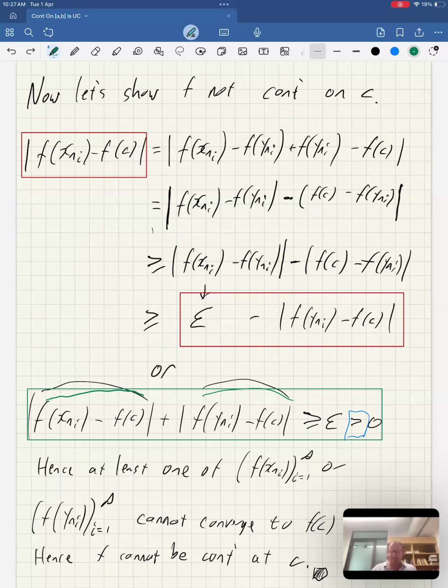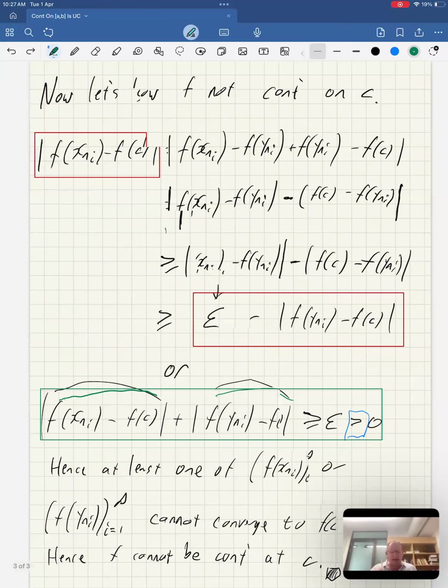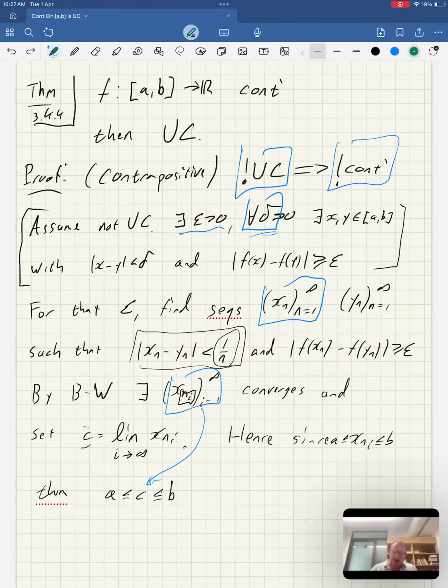Now, one last thing. Let's see where we actually use the fact that this is a closed interval. So what if this was an open interval? We know that the theorem doesn't hold there. We've seen an example that it doesn't hold there. Let's see where things break.